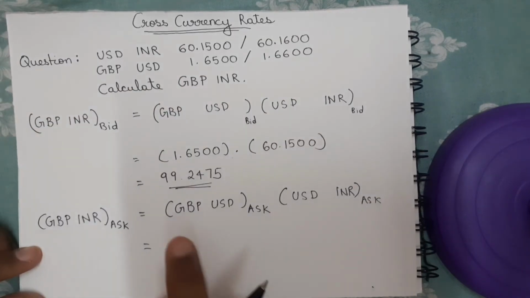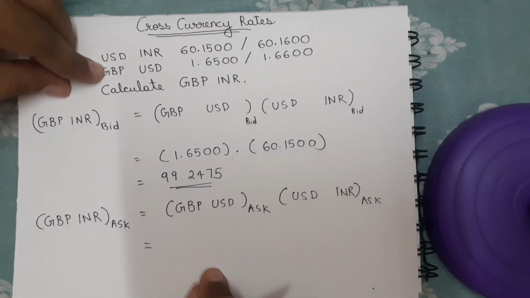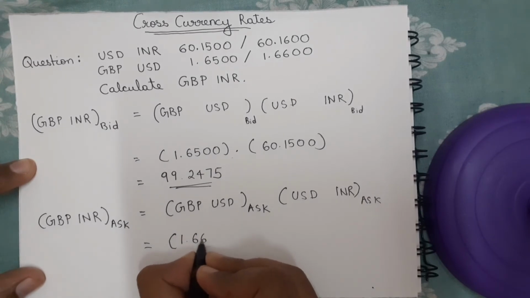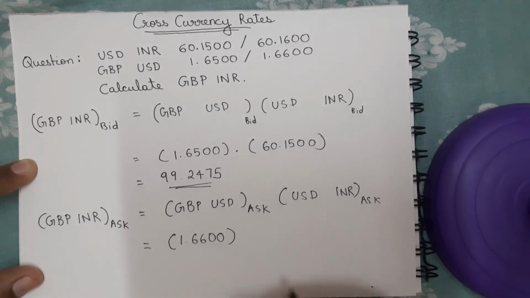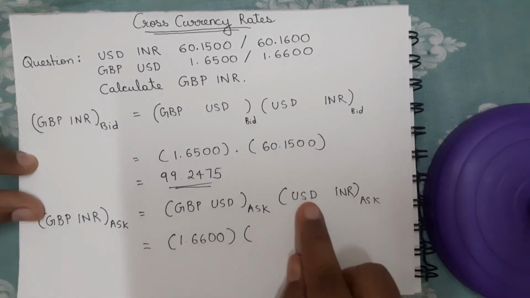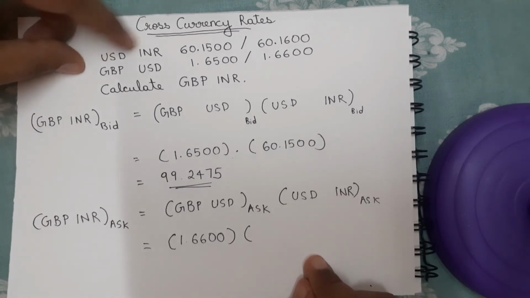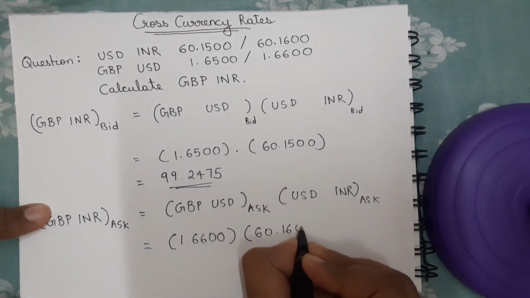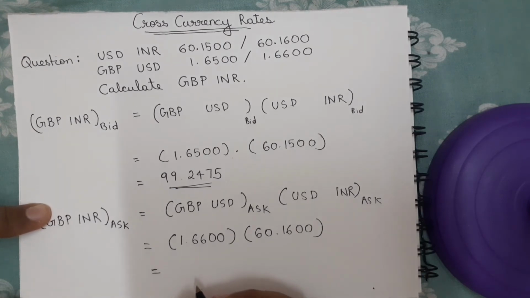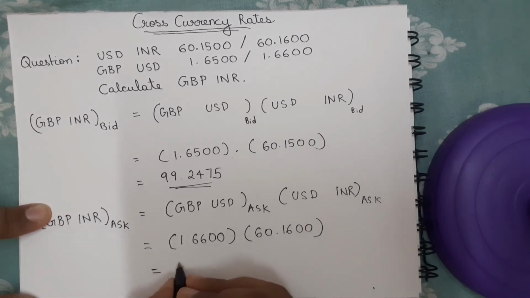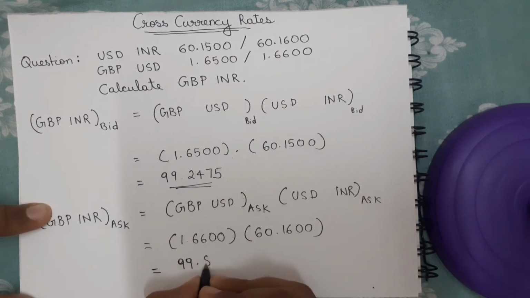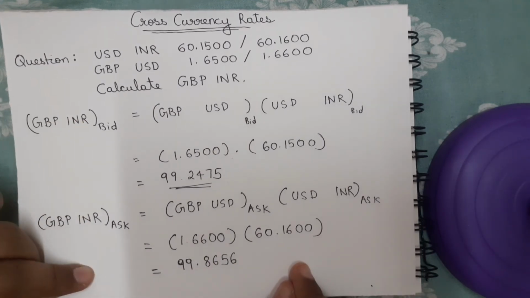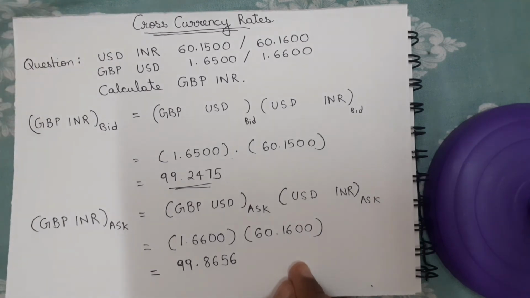Now let us look, do we have the GBP USD ask rate? Yes, we have the GBP USD ask rate, that is 1.6600. So we will write 1.6600, that is the GBP USD ask rate. And we have the USD INR ask rate also. See, USD INR, the second one is the ask rate. So it is 60.1600. So now multiplying both these values, we get the GBP INR ask rate to be 99.8656.